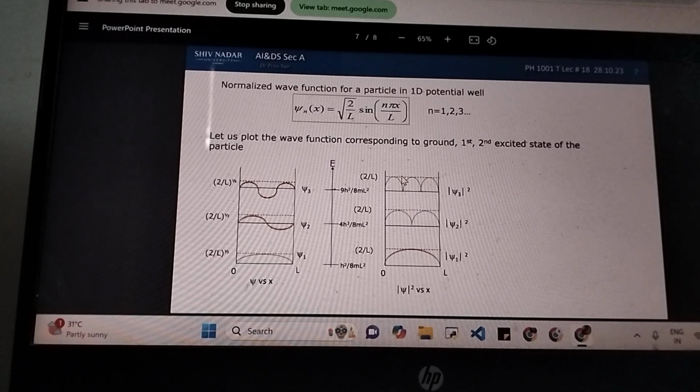Basically, when you take the nth state, you divide it into n equal parts, and the midpoint of each segment is where the probability of finding the particle is maximum. That is just an intuitive understanding.